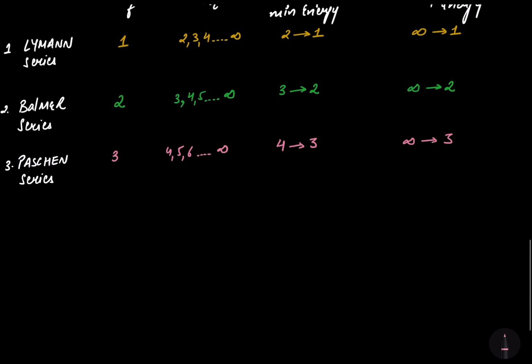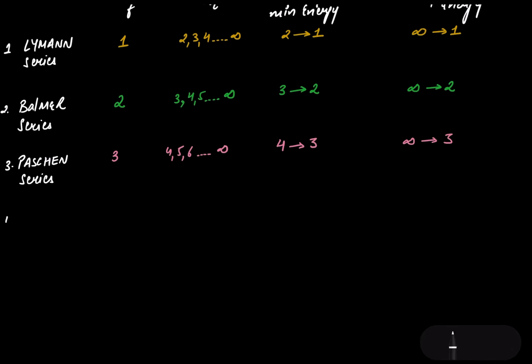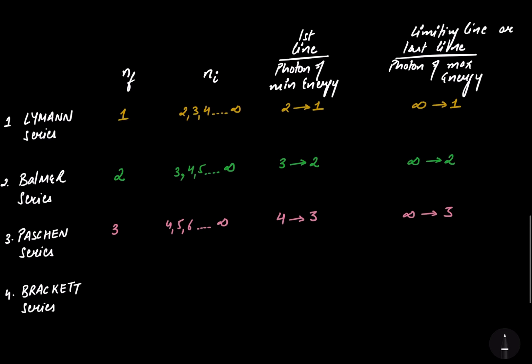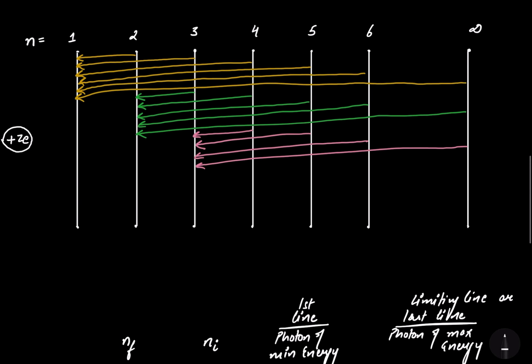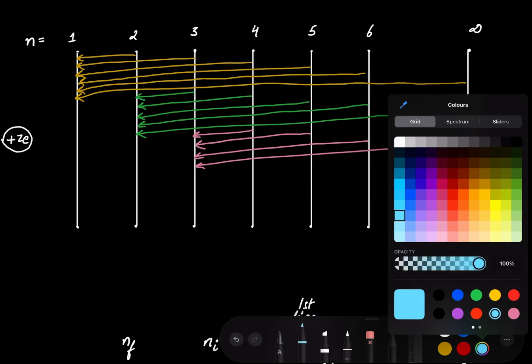So now let's talk about the fourth series called Brackett series. Now in case of Brackett series, the electron will make a transition from any higher stationary state but finally to the fourth orbit or the fourth stationary state.